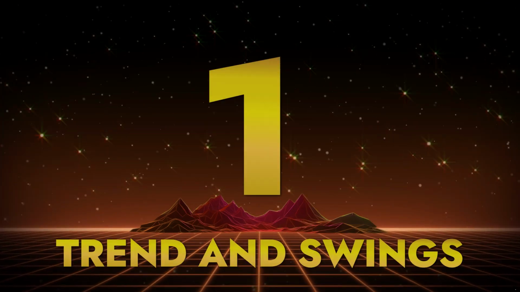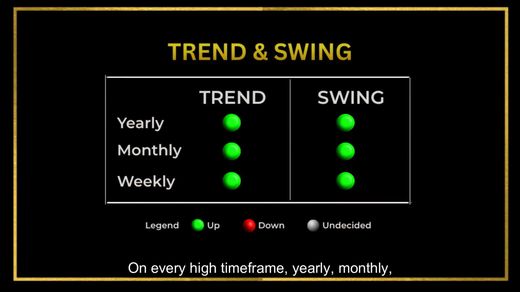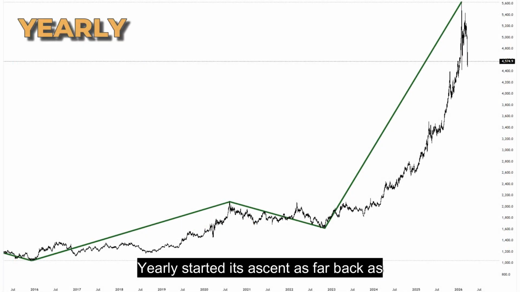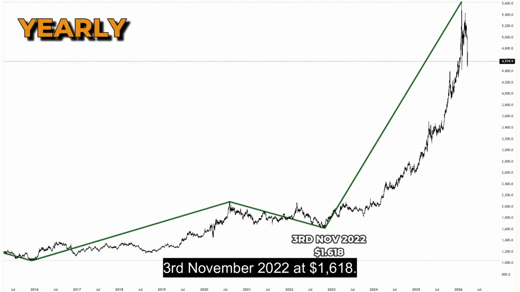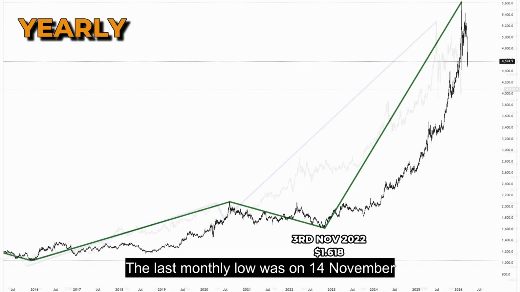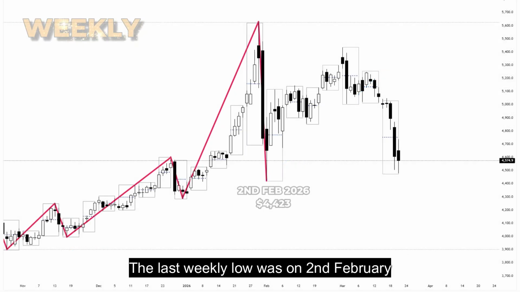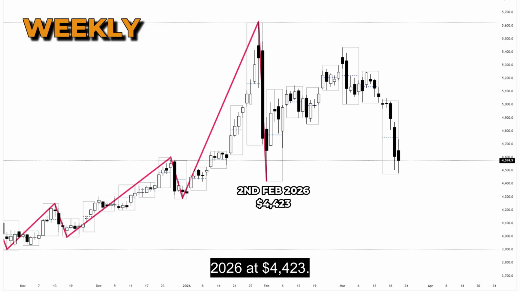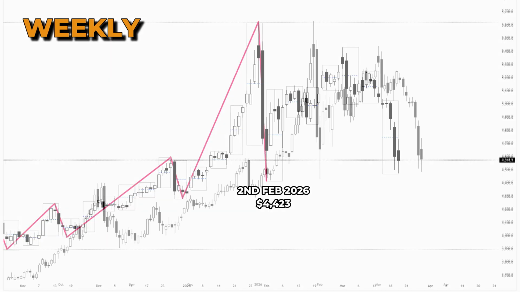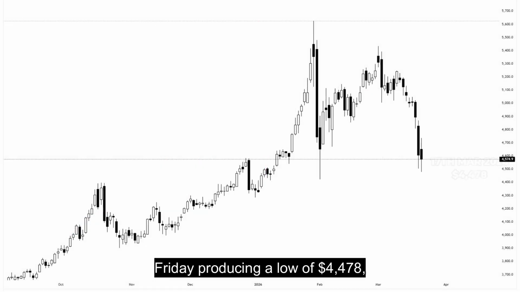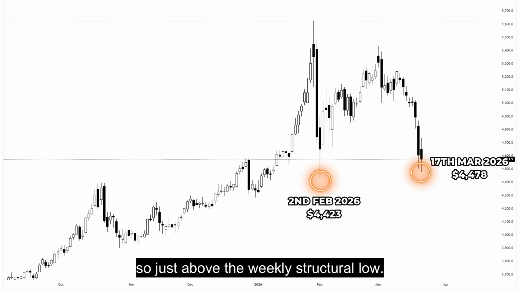Overall, the trend is up. On every high time frame, yearly, monthly, and weekly, we have both the trend and current swing direction pointing up. Yearly started its ascent as far back as 3rd November 2022 at $1,618. The last monthly low was on 14 November 2024 at $2,541. The last weekly low was on 2nd February 2026 at $4,423. This week has been a bearish week, with Friday producing a low of $4,478, so just above the weekly structural low.